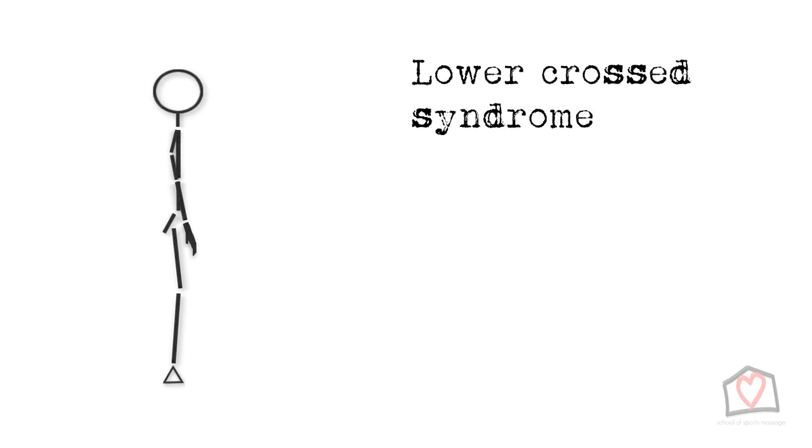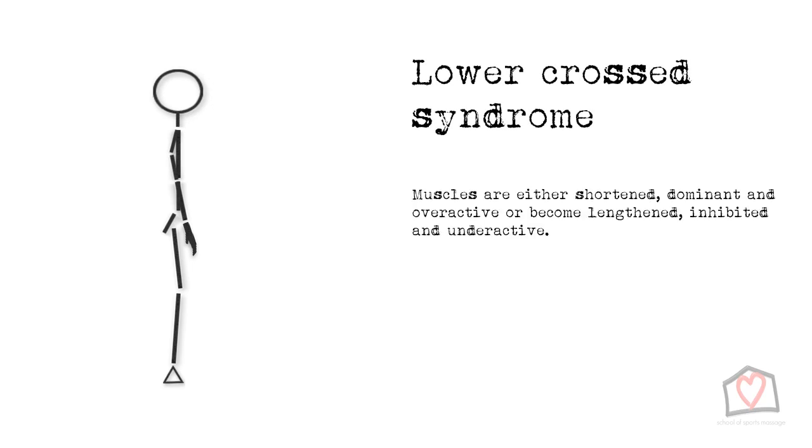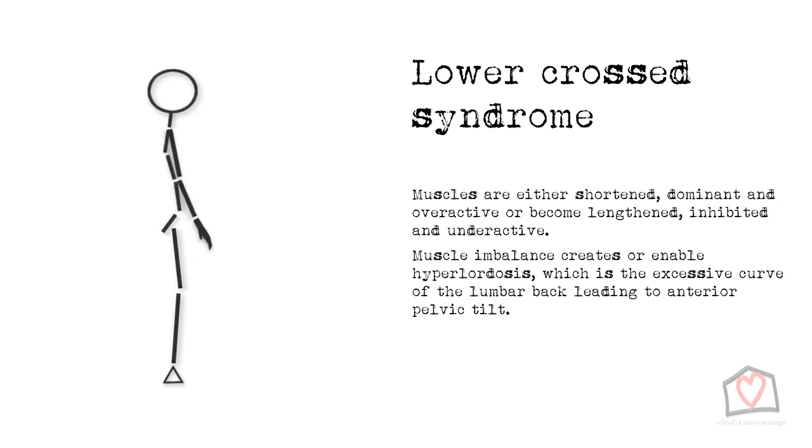Next up is lower cross syndrome. Again, sets of muscles are either shortened, dominant and overactive, or become lengthened, inhibited and underactive. This imbalance of muscles will create or enable hyperlordosis, so this is an excessive curve of the lumbar back. This will create or allow excessive anterior pelvic tilt, which can lead to lower back pain.